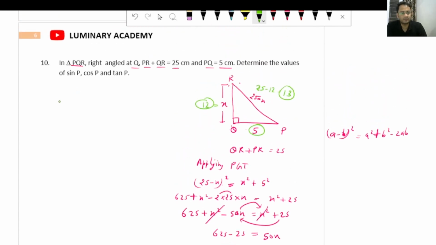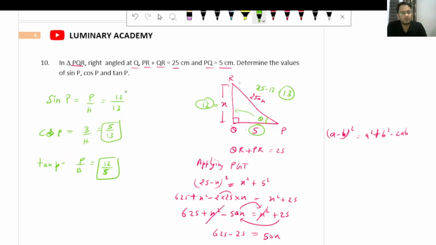Now you need to find sin P. Your P angle is here, so this will be theta for sin P. Perpendicular means opposite of P is 12 and hypotenuse is 13, so 12 by 13. Cos P will be equal to base by hypotenuse. Base is 5 and hypotenuse is 13, so 5 by 13 is the answer. And tan P will be equal to perpendicular by base, opposite of P is 12 and base is 5, so 12 by 5.